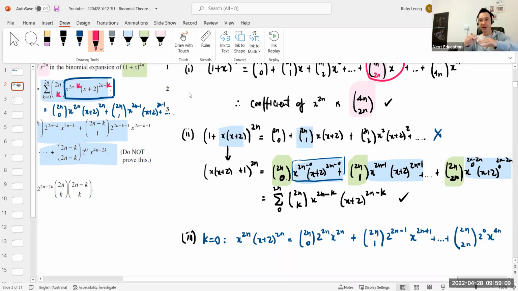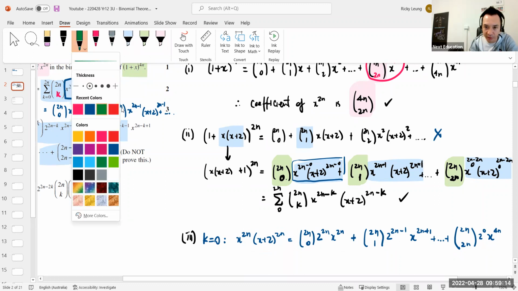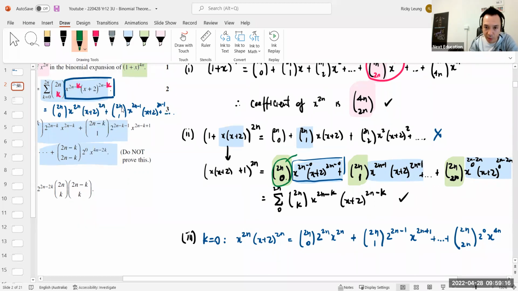Now, what are they after? Keep in mind, at the end of all this, I have a combinatoric term over here that needs to multiply with all these terms in this string. And what am I trying to pluck out? I'm trying to pluck out the coefficient of x to the power of 2n. So when k equals 0, I get this green term multiplied with this guy here. This is a constant. So I've got my first one.